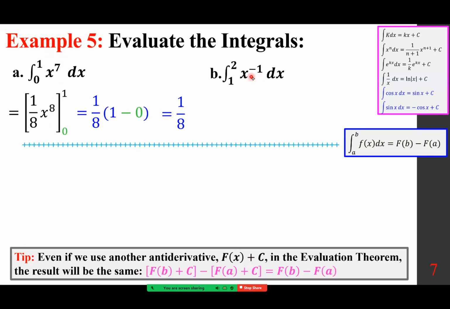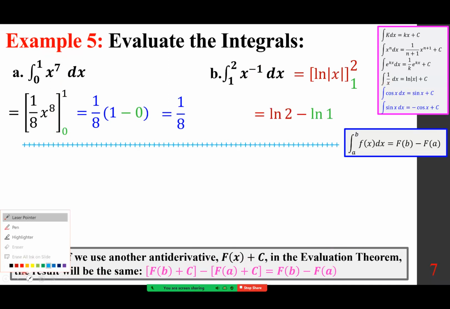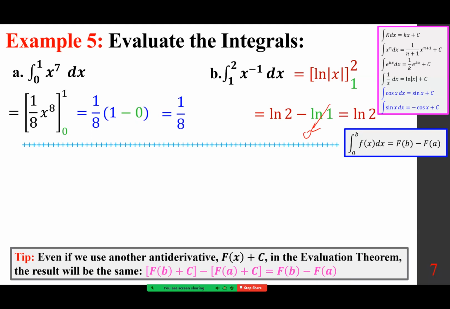Recall that x to the power minus 1 is the same as 1 over x, and therefore it's a natural log. You plug in the upper limit 2 minus the lower limit 1. ln1 is 0. The final answer is ln2, which is an exact answer, everybody. That's an exact answer.